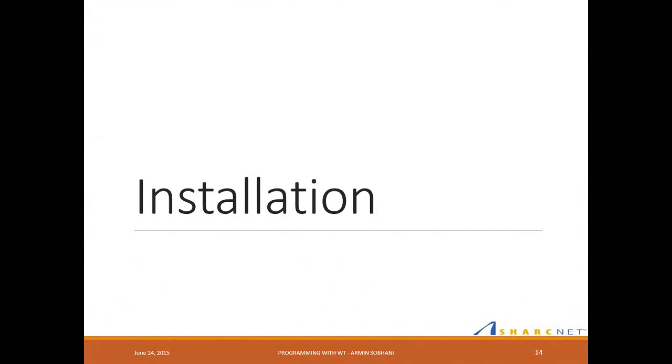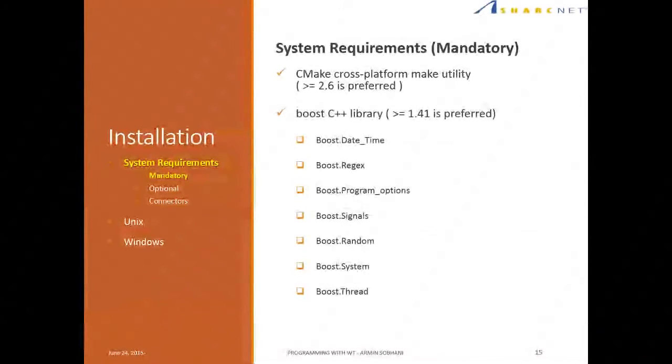Let's start with the installation process. For building and installing the latest version of Wt, you need at least the CMake utility version 2.6 or higher, and also the Boost C++ library version 1.41 or later. Older Boost versions may also be used, but some functionality will be missing, for example, JSON parsing and things like that.